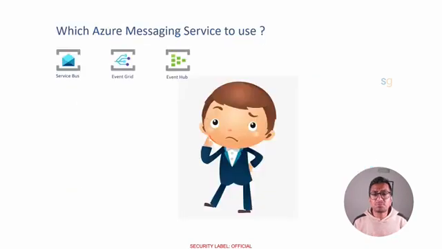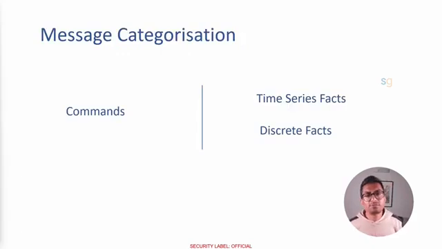Now, which Azure messaging service do we want to use? To decide the right messaging service, we need to understand the message. What is the message? We need to define it, its size, how many messages, who is getting them, and how often they are getting them. If we know the answers to these questions, we will be able to choose the right solution. Let's understand how we can categorize this. In the Microsoft messaging world, a message is briefly categorized into two: commands and facts. Facts are further categorized into time series facts and discrete facts.